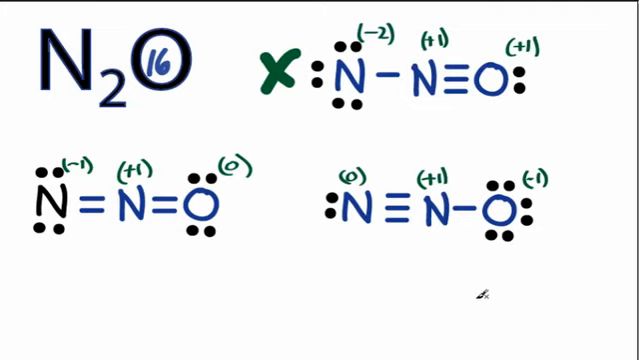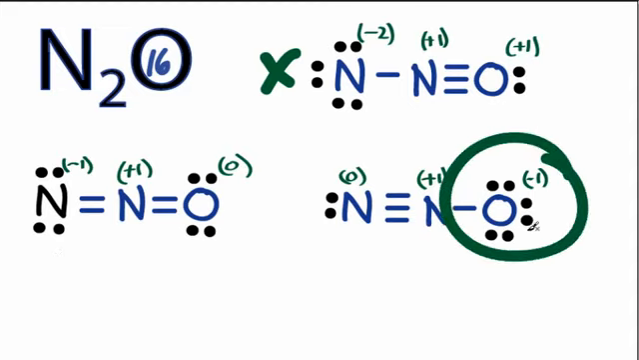What we want to do is choose the Lewis structure that has the negative formal charge on the most electronegative element. Oxygen is more electronegative than nitrogen, so we don't want to choose this one here. And here we have that negative charge on oxygen, which is more electronegative. That's going to make this the best Lewis structure.